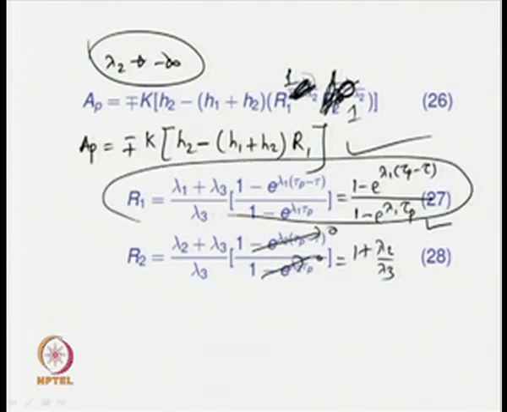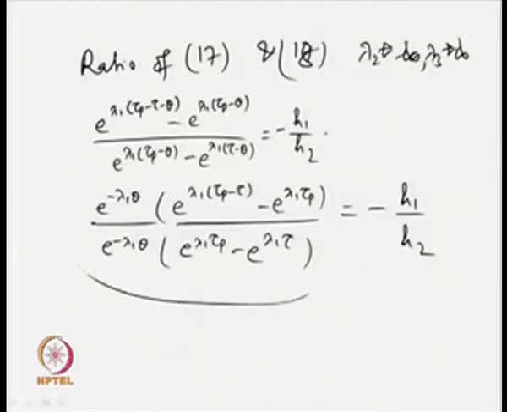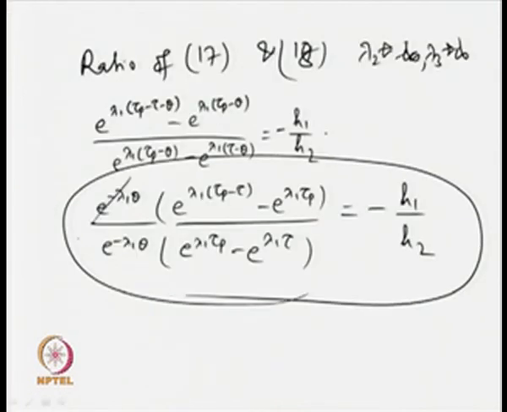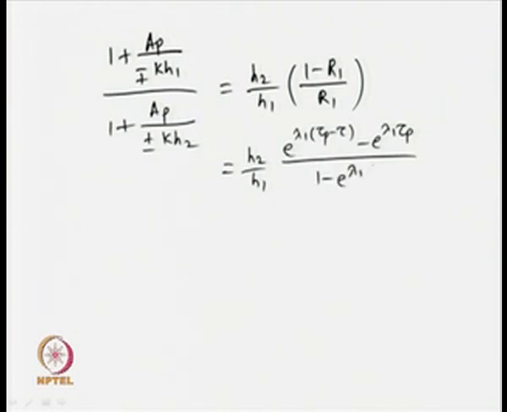So, when this R 1 is substituted over there, and this concept is made use of, you see this is cancelling out. So, this expression is also used. Finally, what I will get? I will get this in the form of H 2 upon H 1 into e to the power lambda 1 tau p minus tau minus e to the power lambda 1 tau p, divided by 1 minus e to the power lambda 1 tau p minus tau.